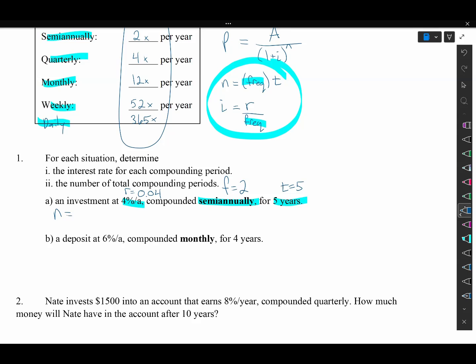Okay, in which case our n value, let's come all the way from here. Our n value comes from multiplying our frequency, that's 2, times our time, that's 5. So 2 times 5, I throw that into my calculator. Our n value is 10, nice work us.